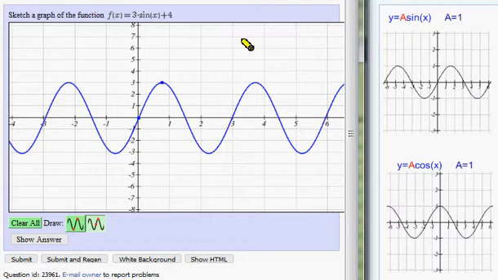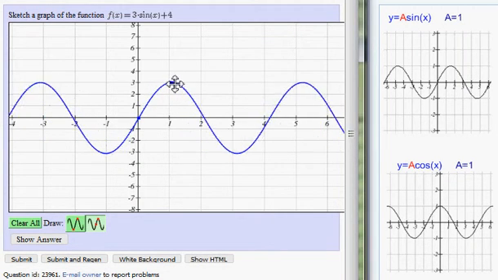The 3, the amplitude, dictates how high and how low the graph goes. If it wasn't for this plus 4, the midline would go through y equals 0. The graph would go as high as 3 and as low as negative 3. And it would have a period of 2 pi units, which is a little bit bigger than 6. So it would take 6 units for it to go up, down, back up, and you'd have that second x-intercept from the origin over at 6.